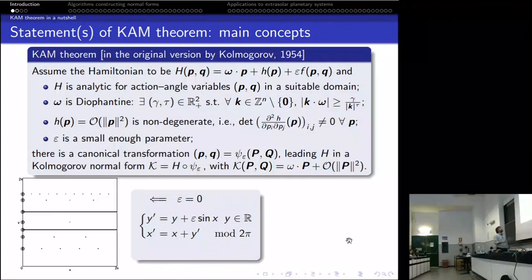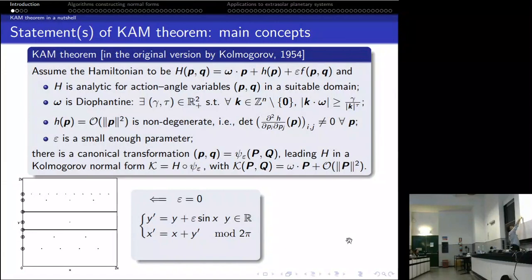Okay? So in order to visualize the content of the theorem, let me cheat a bit. This is a phase portrait of the standard map. It is not a continuous flow, but it is the most comfortable way to visualize a dynamical system. In the case where epsilon is equal to zero, you have many invariant curves, okay?